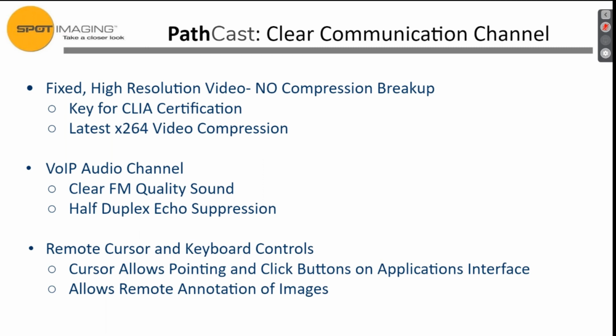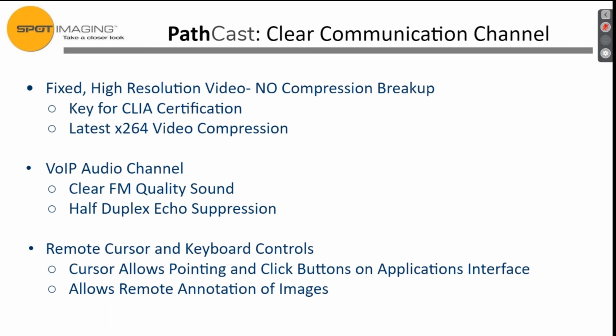We also then provide it with a voice over IP audio channel, producing clear FM quality type sound, as well as half duplex auto echo suppression, so that when one person's talking, it mutes the speaker on the other side. With a slight pause, both speakers are looking for the next person to talk, and then that person will take over and talk.